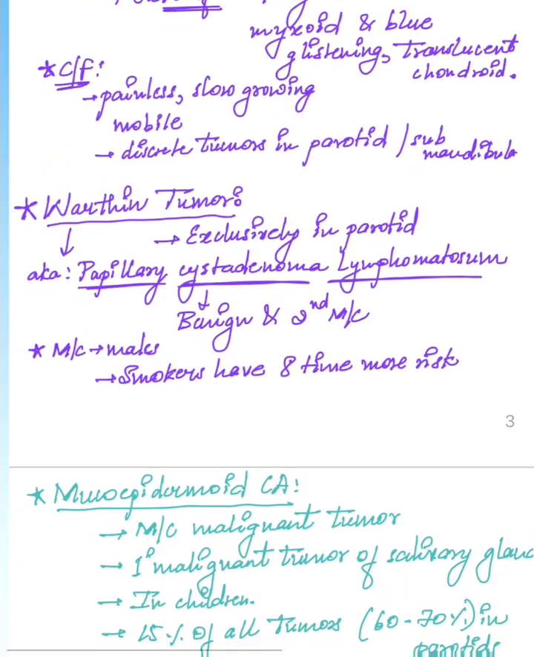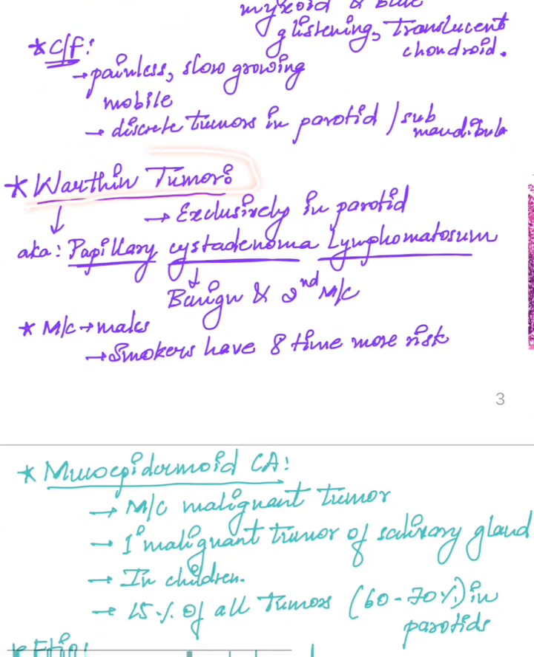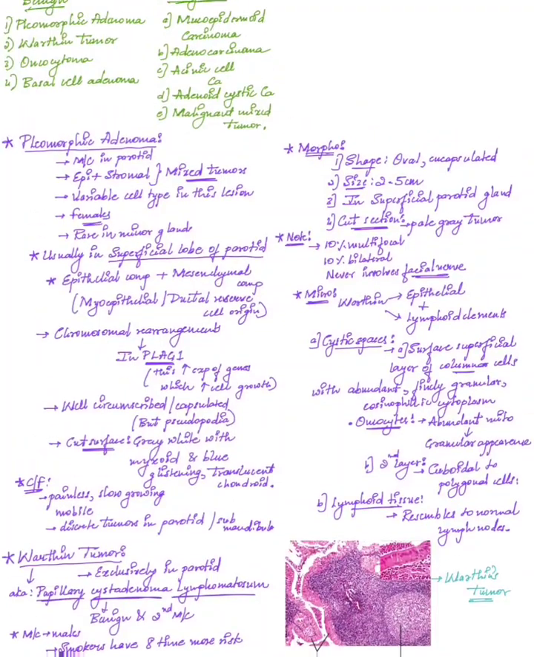The next important tumor is Warthin's tumor. It is exclusively seen in the parotid glands. It is also known as papillary cystadenoma lymphomatosum. It is benign and second most common after pleomorphic adenoma. It is most commonly seen in males. The important factor of this tumor is that smokers have 8 times more risk compared to normal individuals.